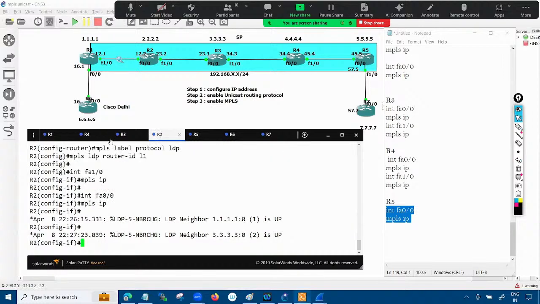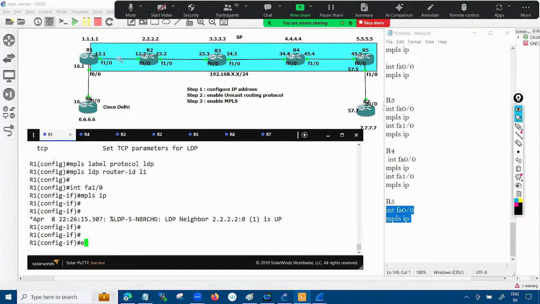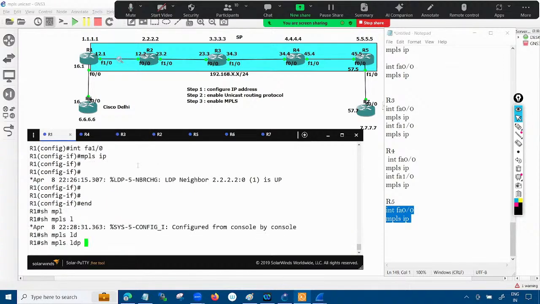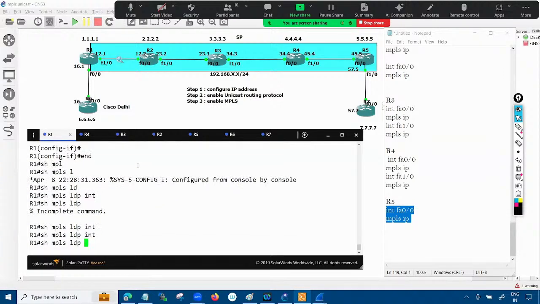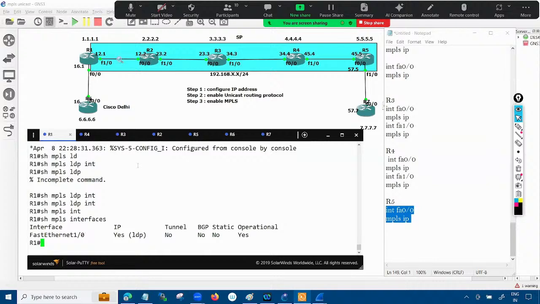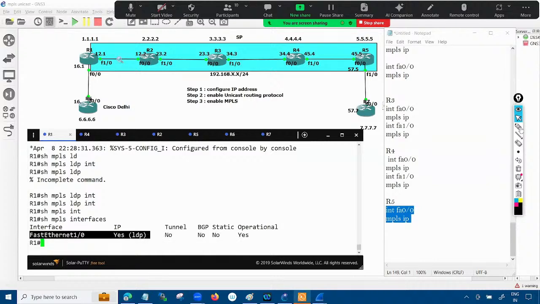Now you can check on router 2, router 3 and router 1 as well. On router 1, if you put the command show mpls ldp interface, it will show you that my interface has been enabled with LDP. It's operational. Static means, have I done it with a static label? No. These two things come into the picture when you do MPLS VPN and traffic engineering.